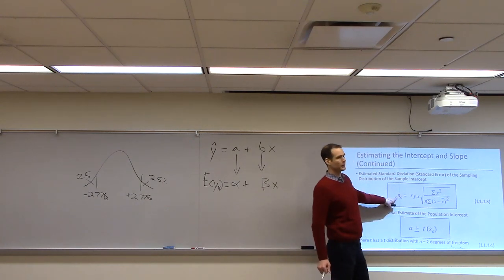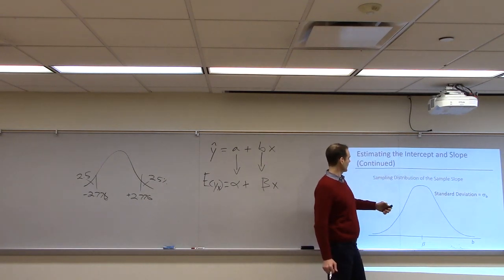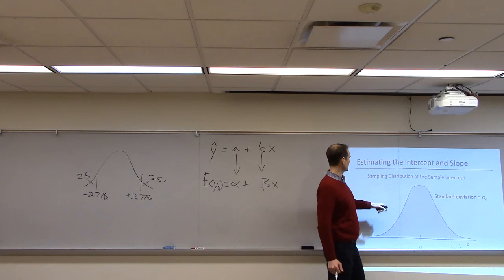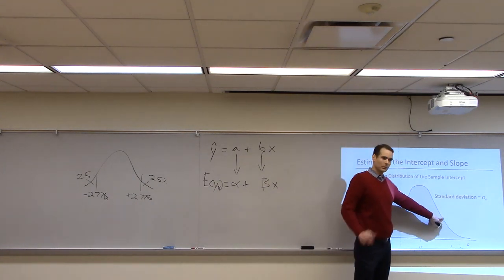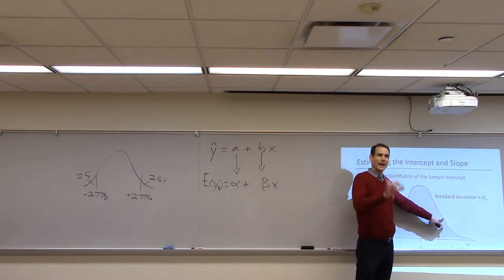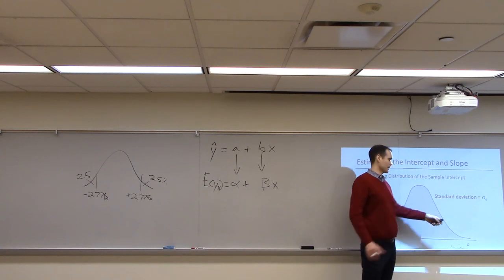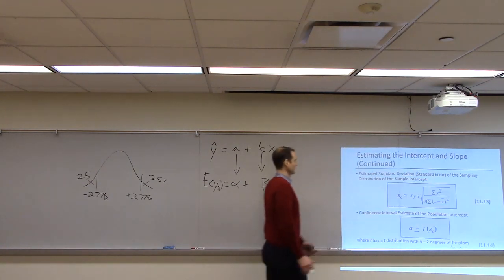How is Excel able to do that for you? Because guess what? There's this thing called the sampling distribution of the sample intercepts, which has all those great properties which allow us to predict confidence intervals.